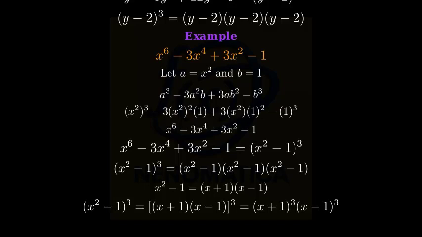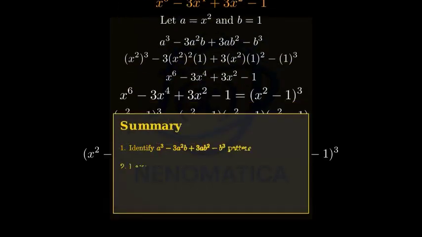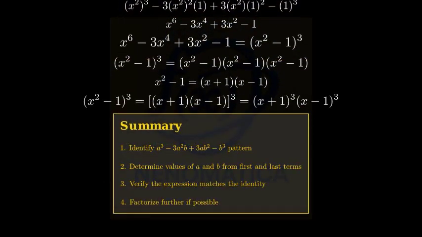Let's summarize what we've learned about factoring using the cube of a difference identity. First, we identify expressions of the form a cubed minus 3a squared b plus 3ab squared minus b cubed, which can be factorized as a minus b cubed. Second, we need to determine the values of a and b by examining the first and last terms of the expression. Third, we verify that the expression matches the pattern of our identity. And finally, we can sometimes factorize further by breaking down the factors.